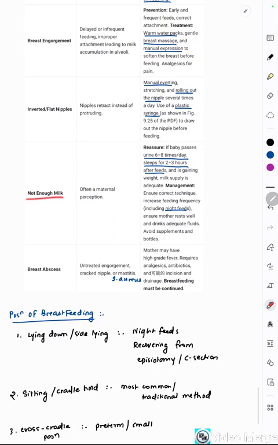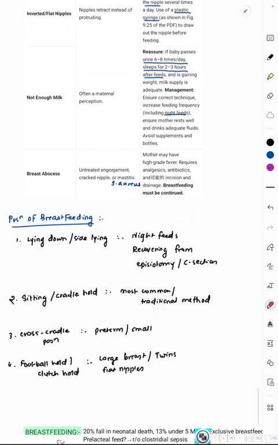Then, if there is not enough milk, this is actually a psychological concept where it's a mother's perception. So in that particular case, you have to assess whether the urine of the baby is passed about 6 to 8 times a day, or if the baby sleeps for 2 to 3 hours between feeds, then that means the amount of breast milk is adequate, and reassure the mother to have night feeds, so that it decreases the levels of dopamine and increases the prolactin levels. Avoid supplements and bottle feeding.